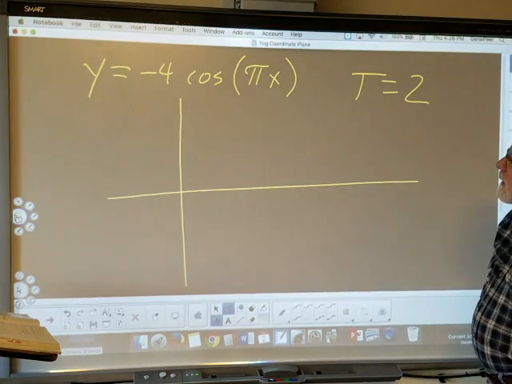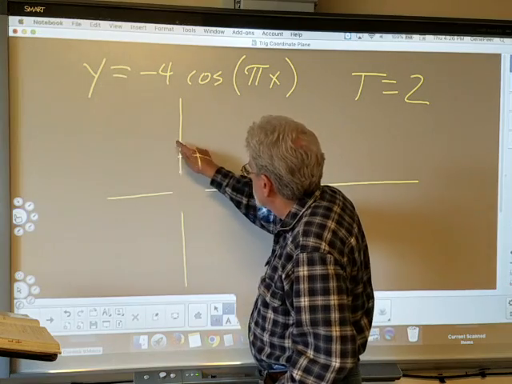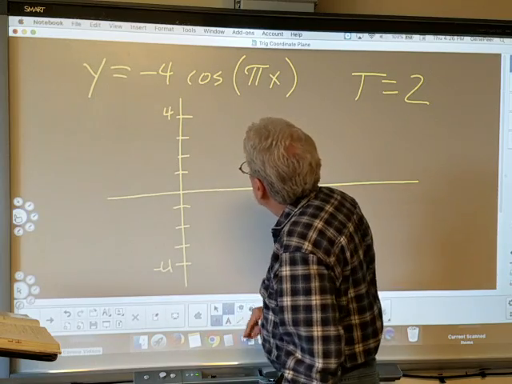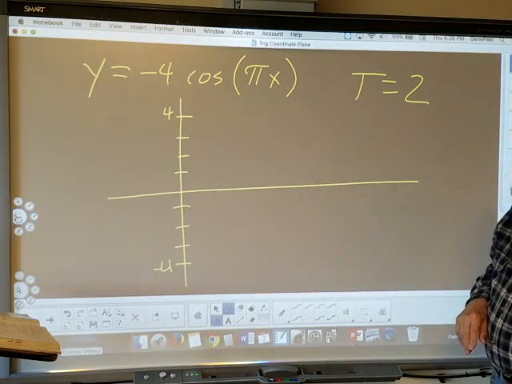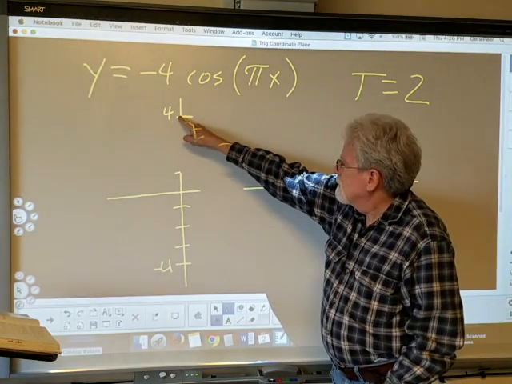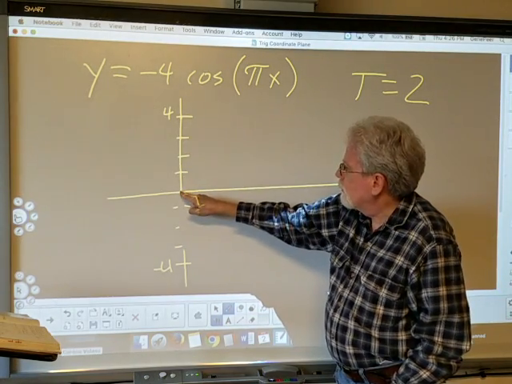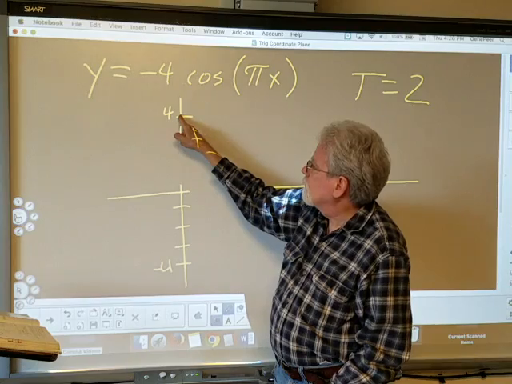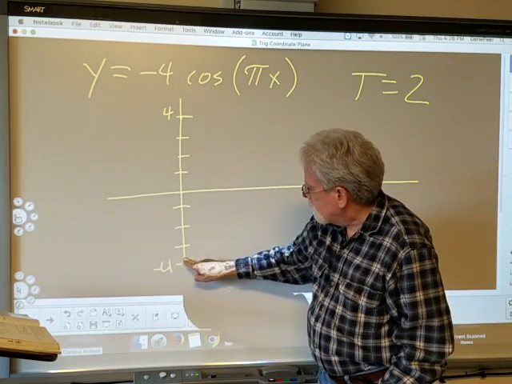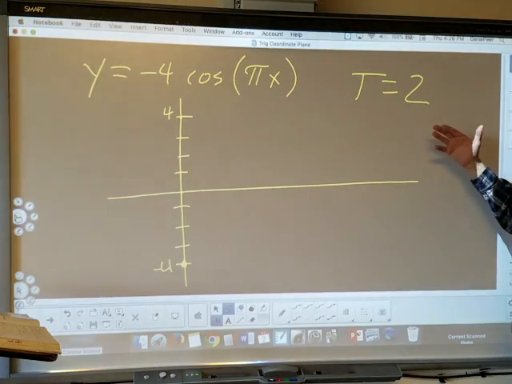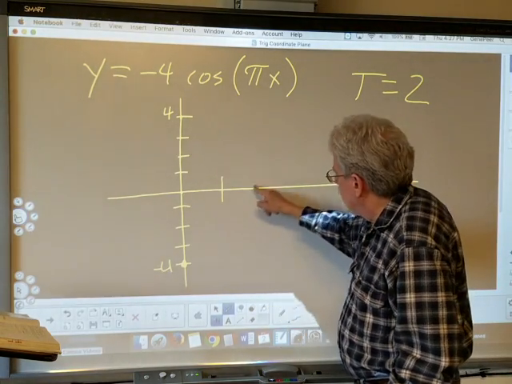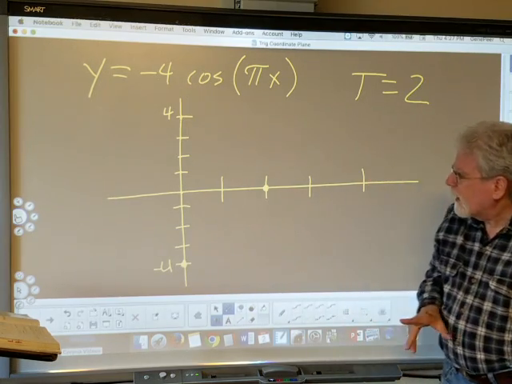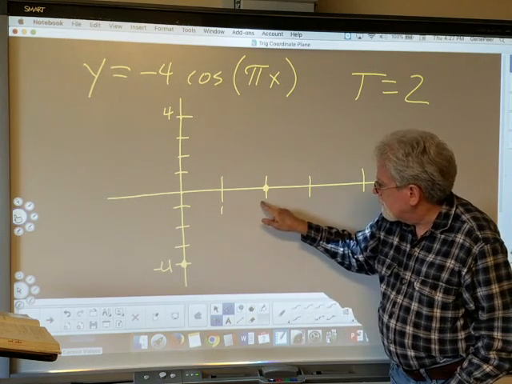All right, amplitude is 4. 1, 2, 3, 4. -1, -2, -3, -4. Positive 4s. We have cosine. Cosine would normally start up here. Sine would start here, but cosine would start here. But watch out, because this is -4, so we don't start here, we start down here. So there's our first point. We have a period of 2, so we go 1, 2, 3, 4. Our period is 2. We need to squeeze 1 full cycle into the space of 2.